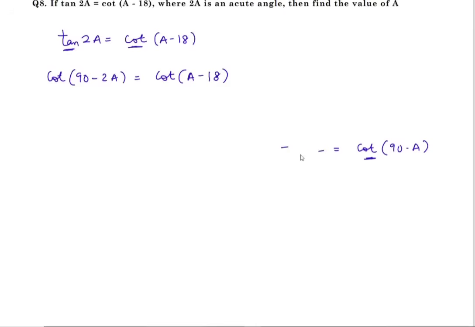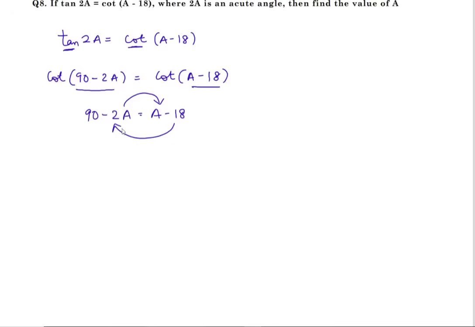What is the complement of tan? It is cot. Tan A is cot of (90 minus A). Here 2A is there, so I have written 2A. Now equate the angles: 90 minus 2A equals A minus 18. Now shift all the like terms to LHS and RHS. I'll shift minus 2A to RHS and minus 18 to LHS. 90 plus 18 equals A.